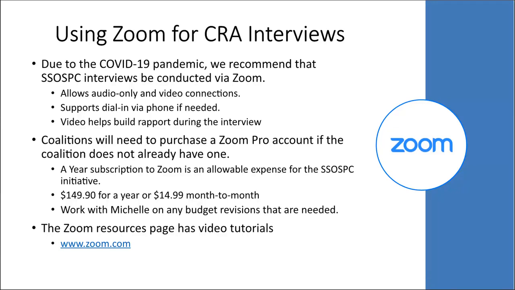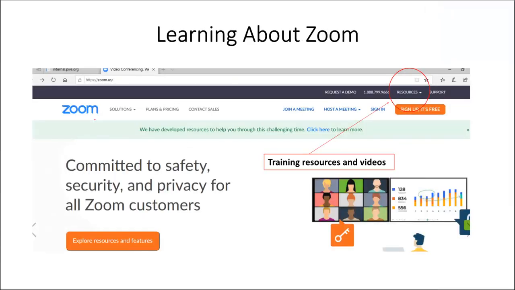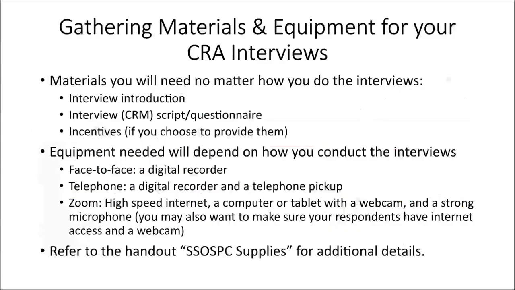And a year subscription to Zoom is an allowable expense for the initiative. Zoom costs $149.90 for a full year, or $14.99 if you want to go month to month. And you can work with Michelle from the Suicide Prevention Foundation on any budget revisions that are needed. If you've not used Zoom before, the resources page has video tutorials to walk you through the process. And this is a screenshot of what the Zoom homepage looks like. And all of your training materials are going to be in that resources tab up near the upper right-hand corner of your page.